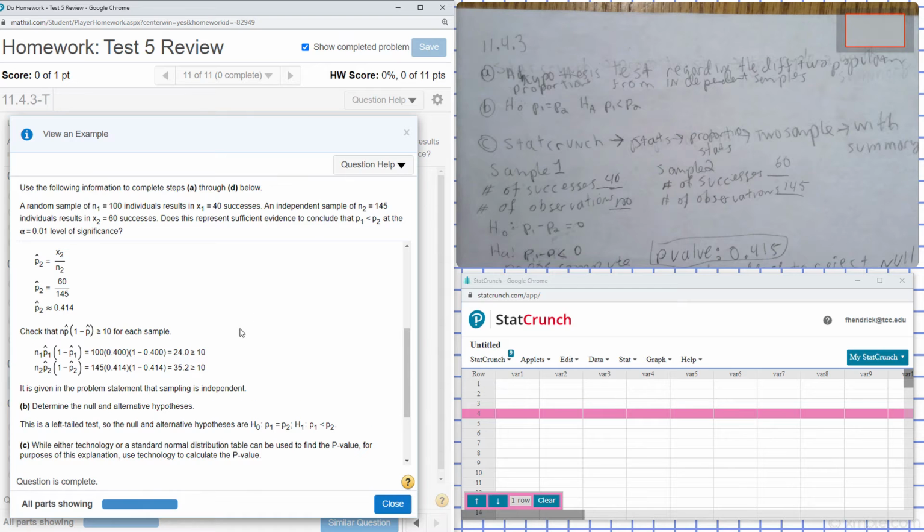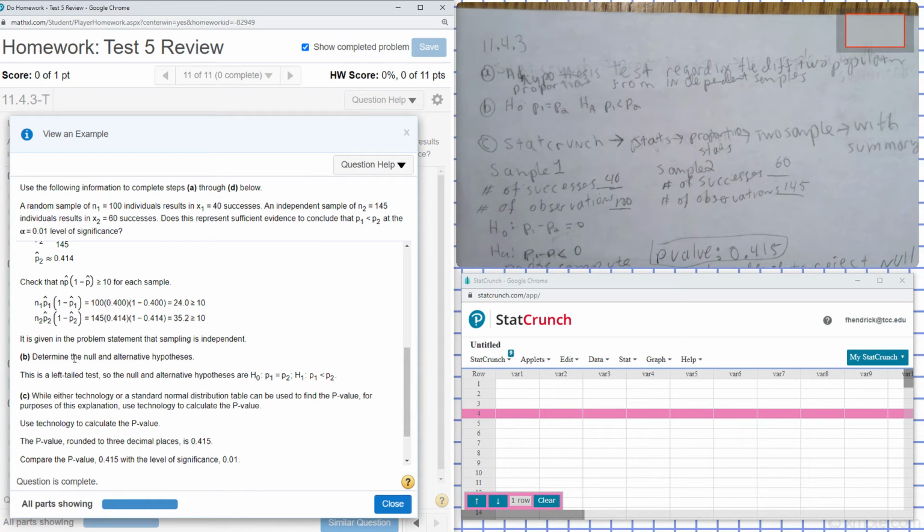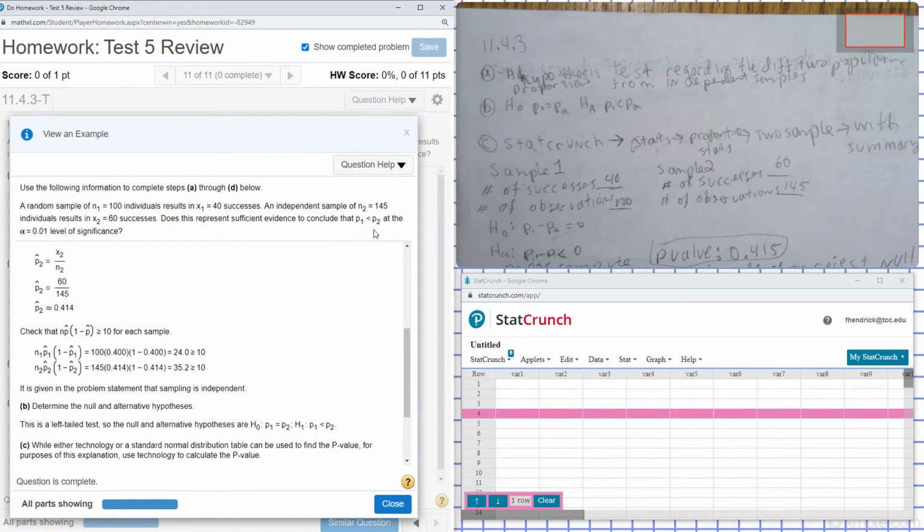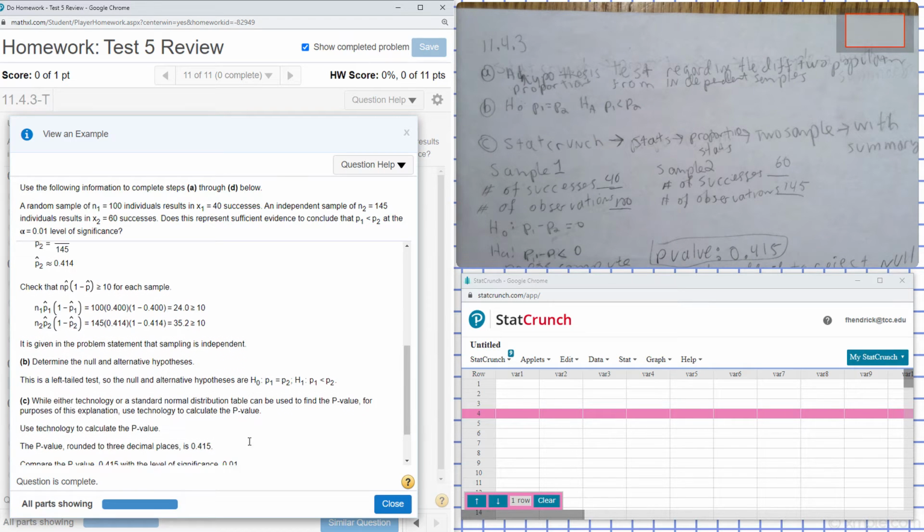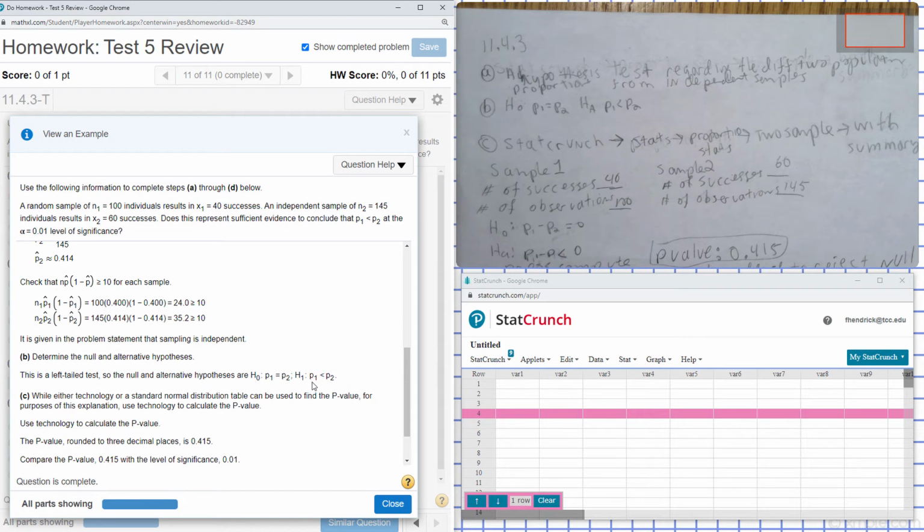They tell us that. Okay, in this case, when we set this up, notice that the comparison, the less than symbol, is pointing to the left. Okay, so it's a left tail test. And the null hypothesis is no change: P1 is equal to P2. The alternative is P1 is less than P2. Okay, so we did that part there.